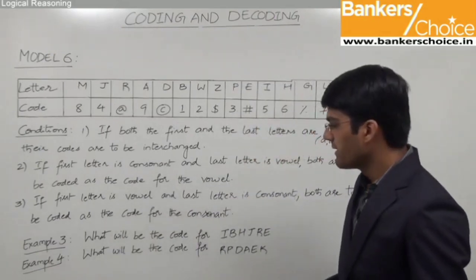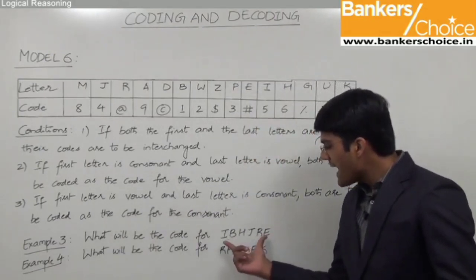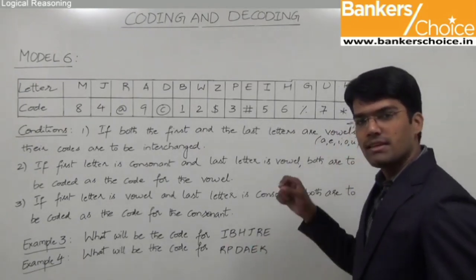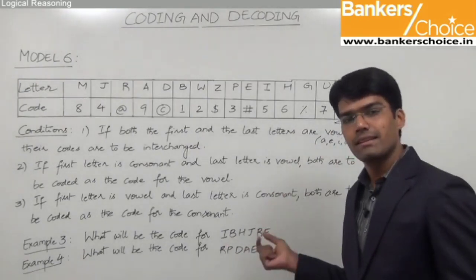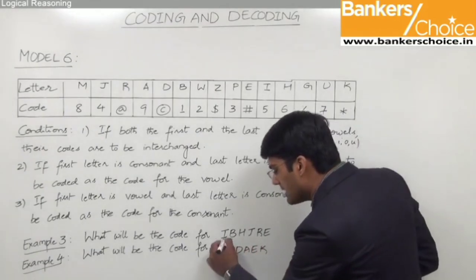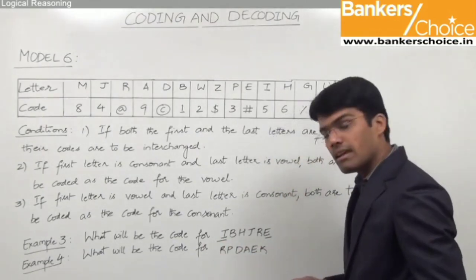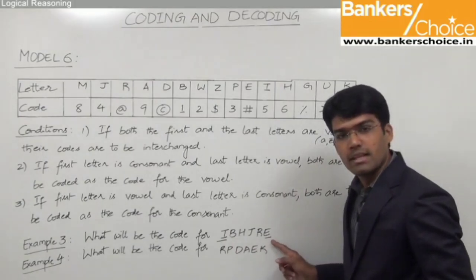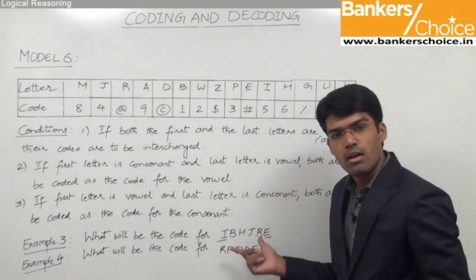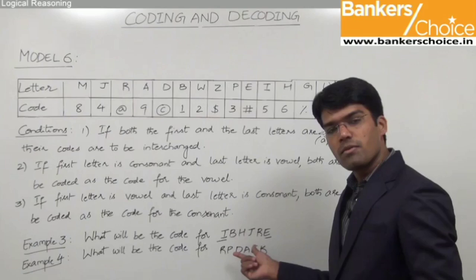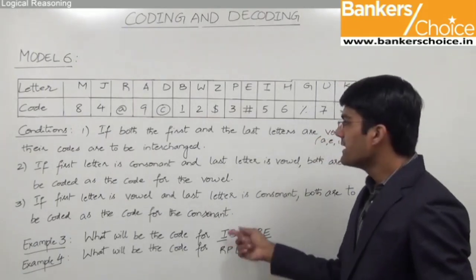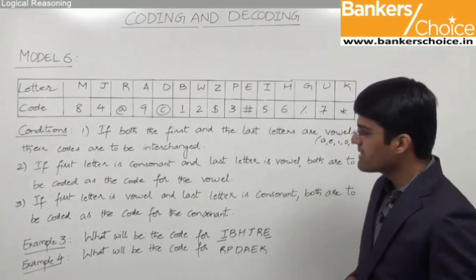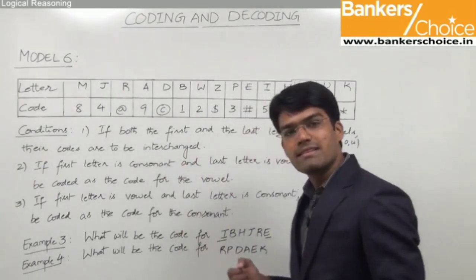The third example here is: what will be the code for IBHJRE? Now as we know that the conditions are based on the first and the last letter of the given words, let us identify the category of the first and the last letters. Here the first letter is I and the last letter is E. That means both the first and last letters are vowels. And the condition which is to be followed for such a word is the first one, which says if both the first and the last letters are vowels, their codes are to be interchanged.